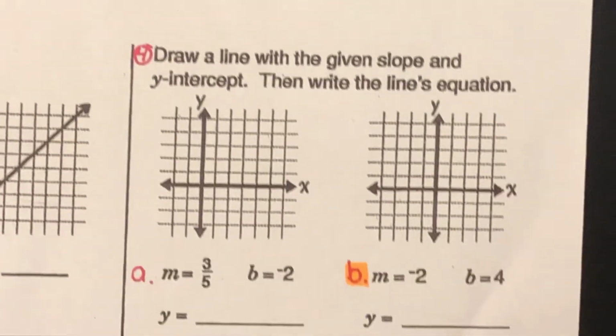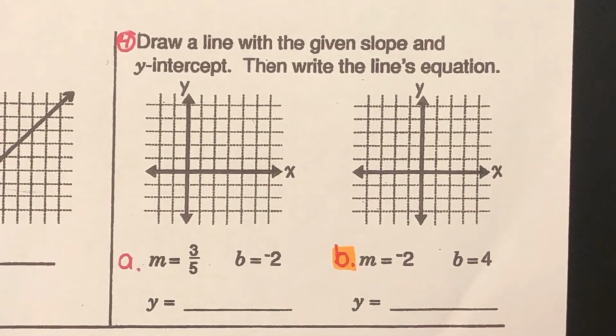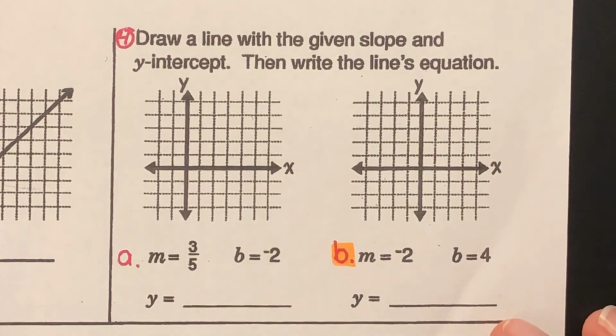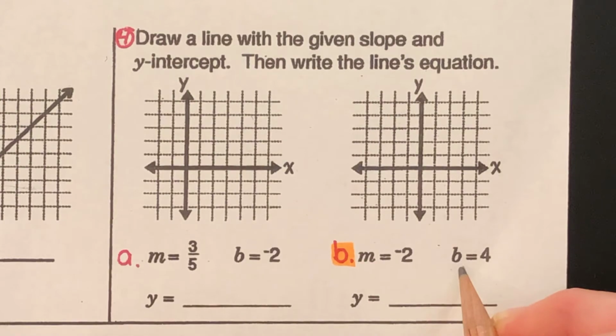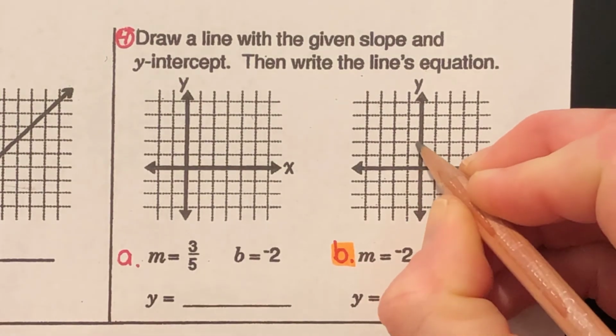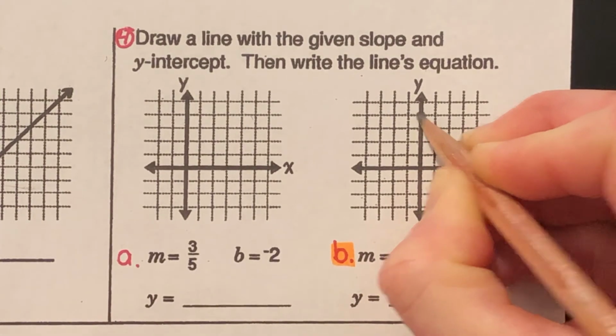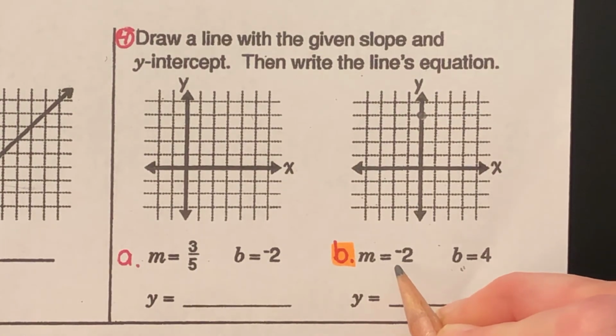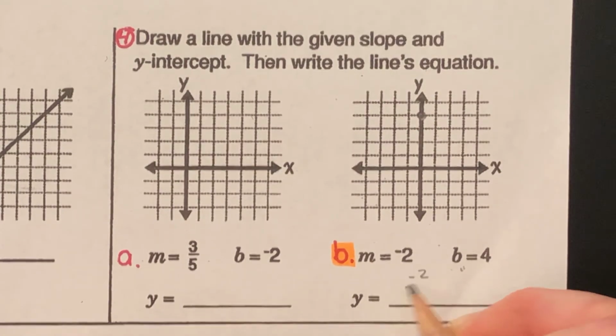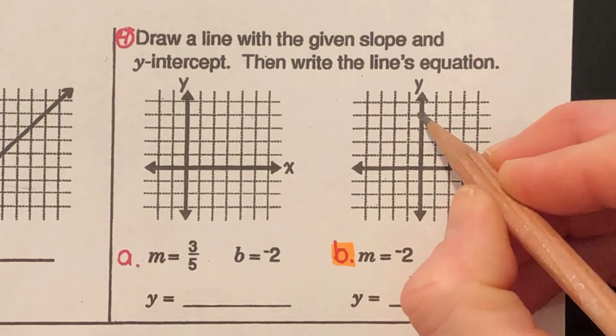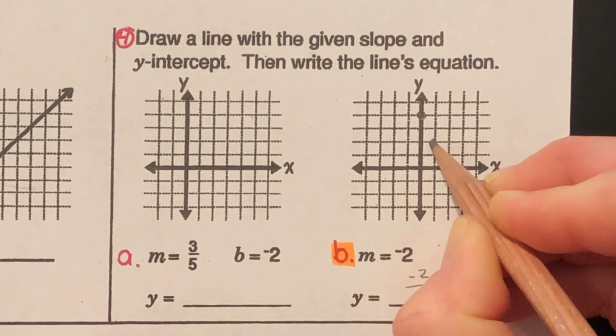Down here, let's do these. Draw a line with the given slope and y-intercept. Then write the line's equation. All right, so slope and y-intercept. Okay, so y-intercept is 4. We'll start with that. 1, 2, 3, 4. The slope is -2. Remember, that's going to be -2 over 1. So we'll go down 2, over 1.